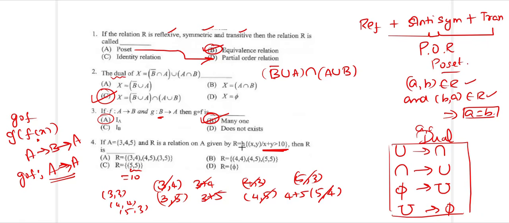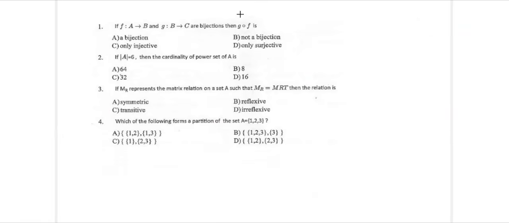So how many elements does the relationship have? It has no elements, so your answer is R is equal to ϕ. What do you mean by ϕ? ϕ is going to be an empty set. Next, we will move on to the next set of relations over here.